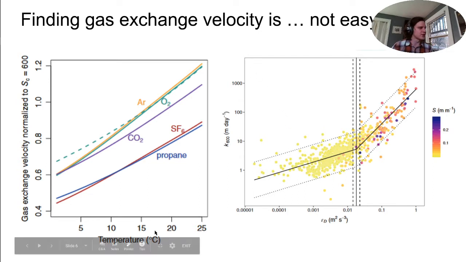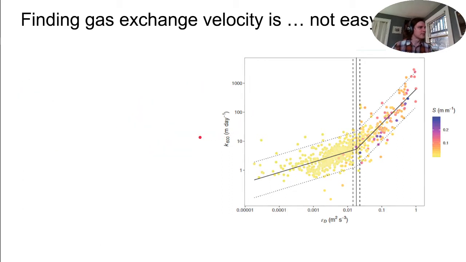But what I want to draw your attention to, maybe with this pointer, is how variable this gas exchange velocity is. It ranges from about 0.5 meters per day to something on the order of 1,000. It can be even higher. So gas exchange velocity really varies a lot in real systems.